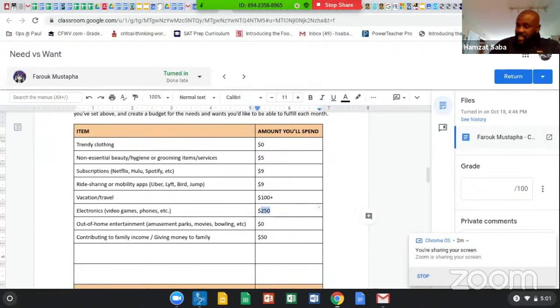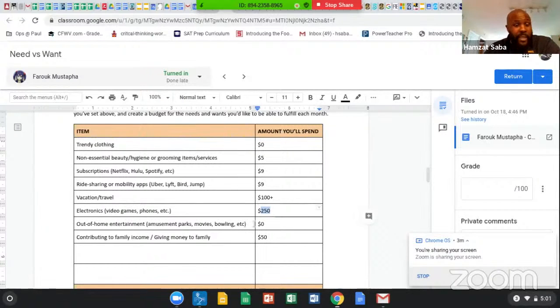If you're buying game cards for what's that game that people play all the time? Fortnite or something like that. Would you have to buy cards very often for that? Yeah, V-Bucks or something like that. Yeah, so you have to include that in it. Anything else that you're paying for in terms of electronics?